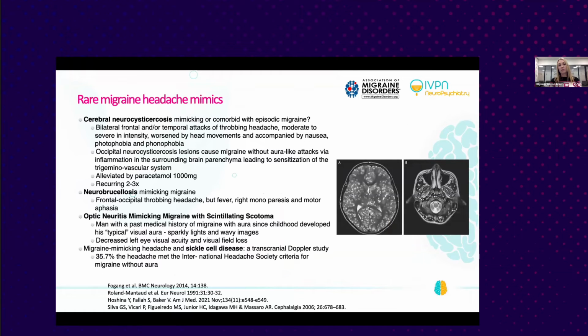I have browsed the literature a bit just to see if there's anything rare. So I found cerebral neurocysticercosis, which is the image that you can see on the right side of your screen, then neurobrucellosis, then optic neuritis, and then sickle cell disease. So it seems to me that many causes can really mimic a migraine disorder.